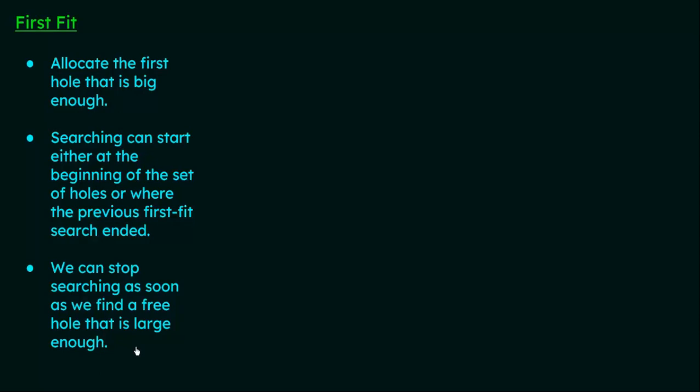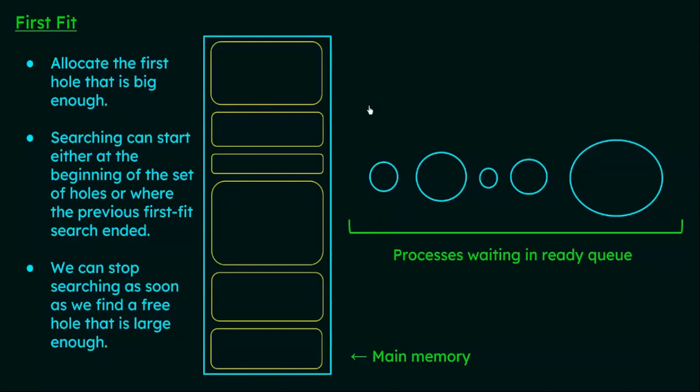All right, let us explain this using a diagram. Here I'm taking the same diagram from the previous lecture. Here we have the main memory, divided into several partitions. We have 1, 2, 3, 4, 5, 6 partitions, and we have 1, 2, 3, 4, 5 processes waiting in the ready queue or input queue.